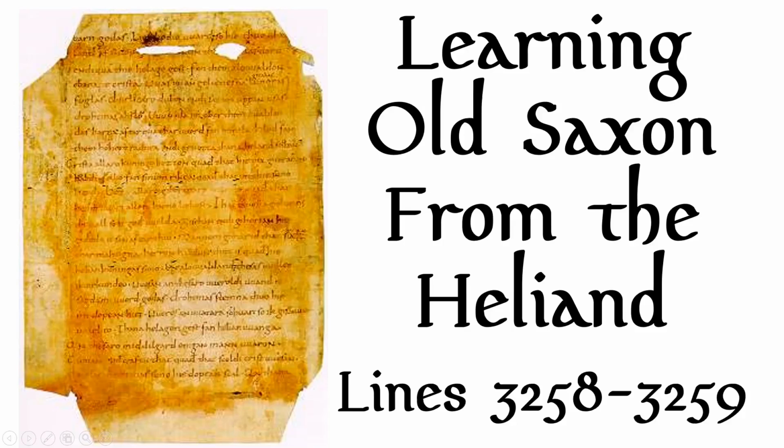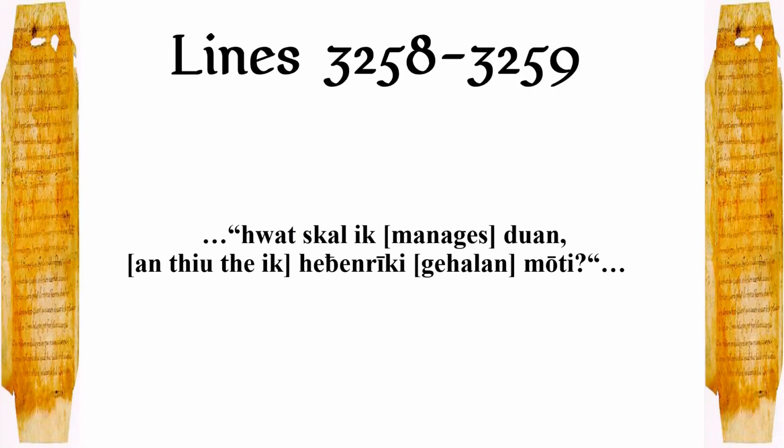Learning Old Saxon from the Heliand, lines 3258 to 3259. Let's get right to it. So here's our sentence, and without further ado: Huat skal ik manaiges duan, an theothe ik heavenrike yahalan muti.